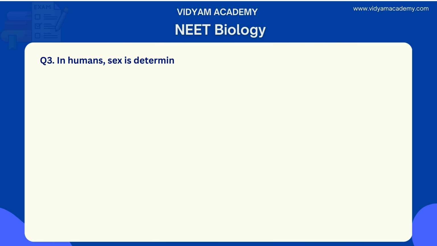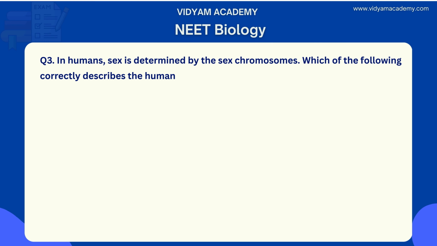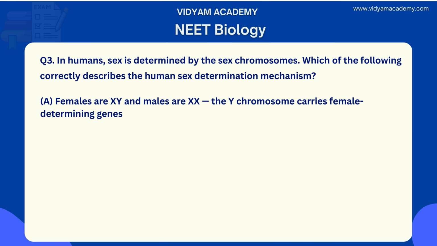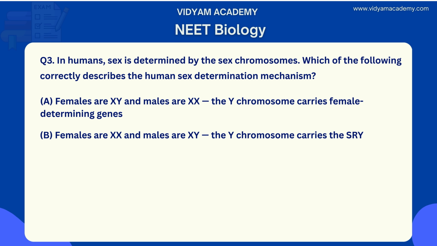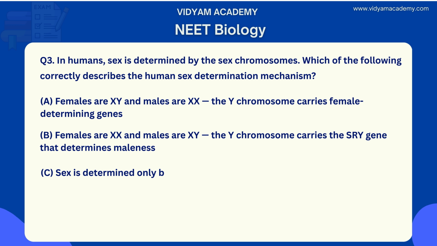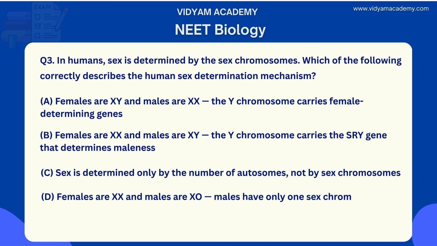Question number 3. In humans, sex is determined by the sex chromosomes. Which of the following correctly describes the human sex determination mechanism? Option A. Females are XY and males are XX. The Y chromosome carries female determining genes. Option B. Females are XX and males are XY. The Y chromosome carries the SRY gene that determines maleness. Option C. Sex is determined only by the number of autosomes, not by sex chromosomes. Option D. Females are XX and males are XO. Males have only one sex chromosome. What is the right answer for this question?